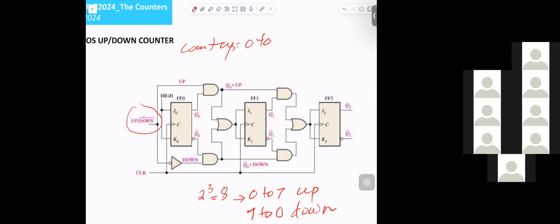How can we get it to count up? What logic applies here? For count up, logic 1. Perfect, very good. 1 for up; if you apply 0, it will count down.